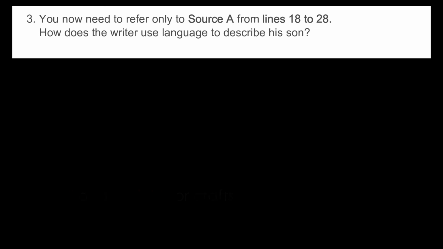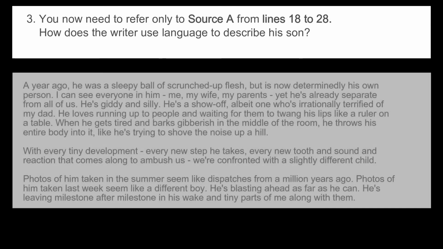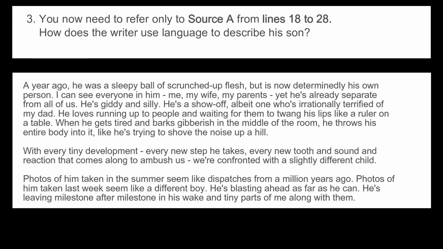Now on to question 3. You now need to refer only to source A from lines 18 to 28. How does the writer use language to describe his son? This question is worth 12 marks. It's a good idea to put a bracket around the section of text indicated to focus your reading.